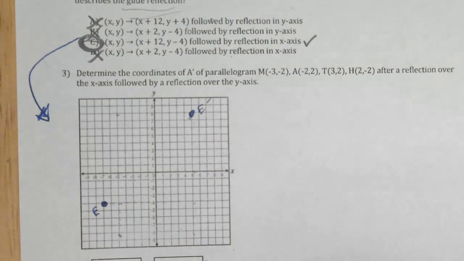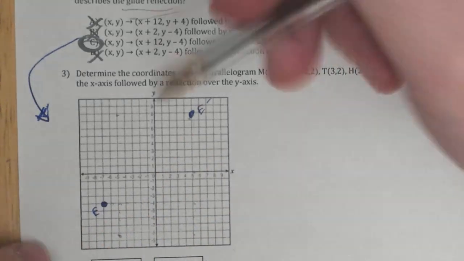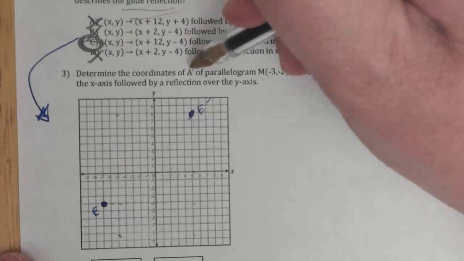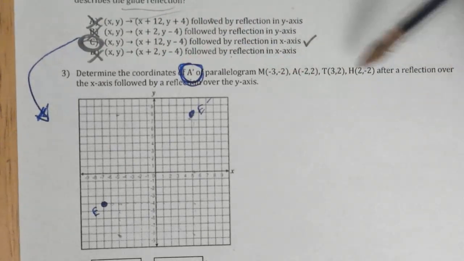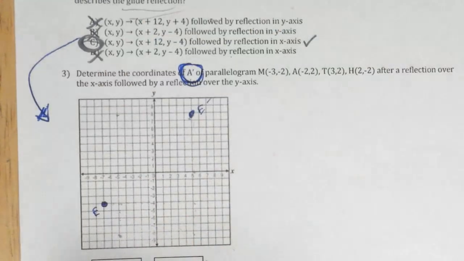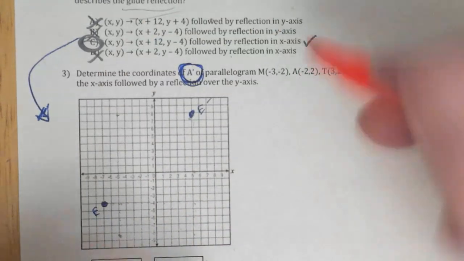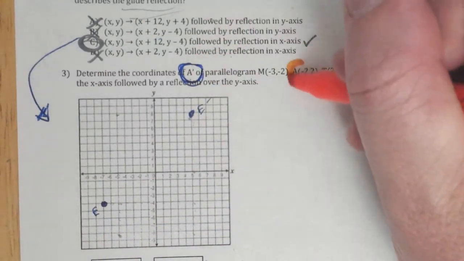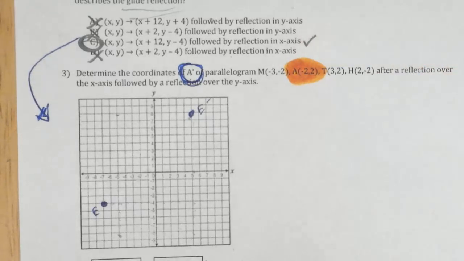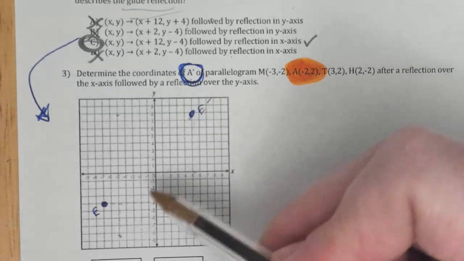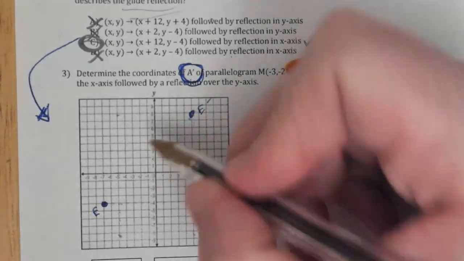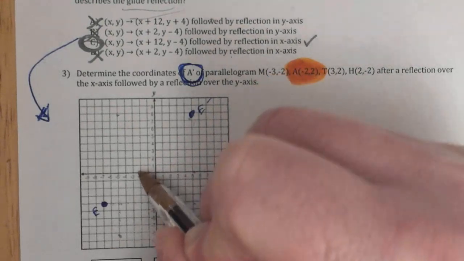Okay, now the next thing. Okay, so the next thing says, hey, determine the coordinates for A prime. All right, so they gave us M, A, T, and H. So here's the awesome part. We only want A prime, so all we're going to do is plot A. That's the only thing we're going to plot. So let's do that. So I'm going to do this in red this time around. All right, so we have -2, +2.